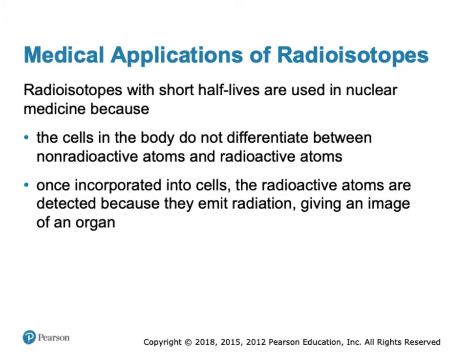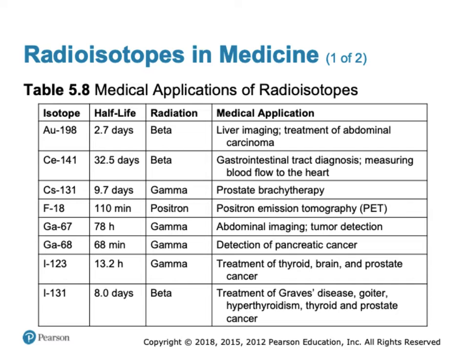Radioisotopes with short half-lives are used in nuclear medicine because chemically and metabolically a radioactive isotope behaves the same way as a non-radioactive isotope of the same element. Once incorporated into cells, the radioactive atoms are detected because they emit radiation, giving an image of an organ. So here, table 5.8 lists the different medical applications of a variety of radioisotopes. A common factor is that these radioisotopes have to have a short half-life.